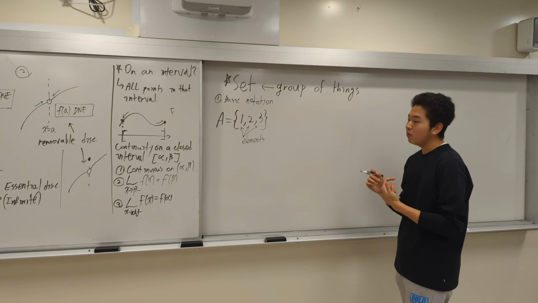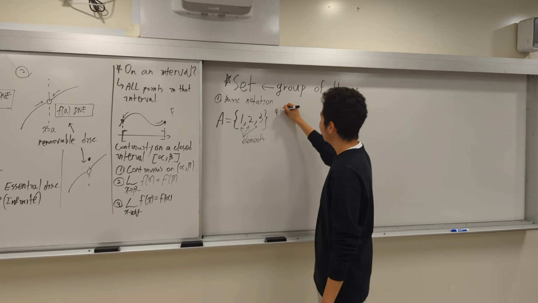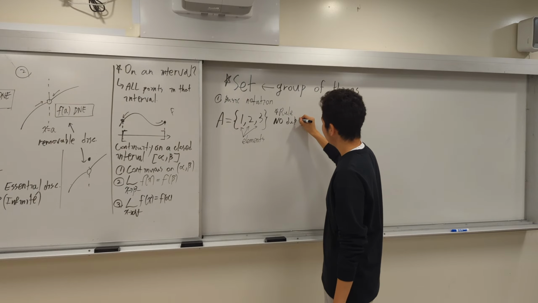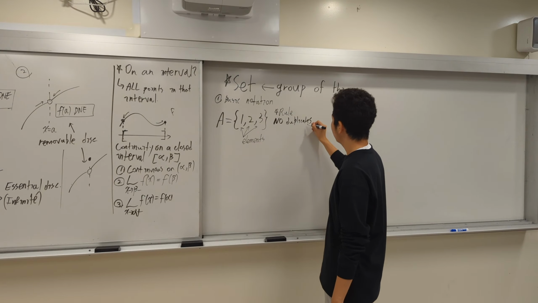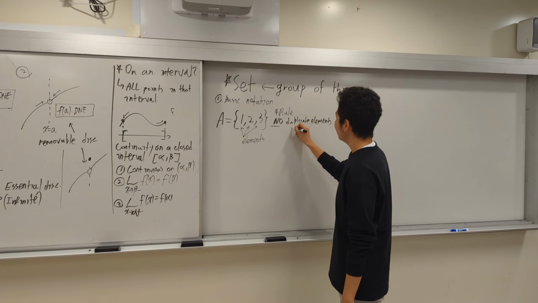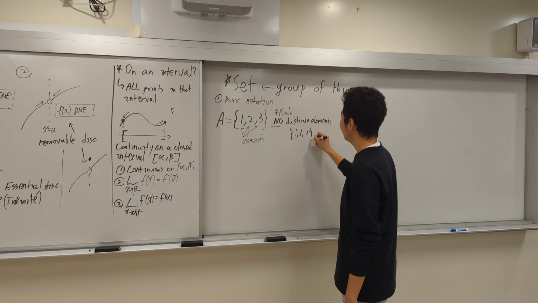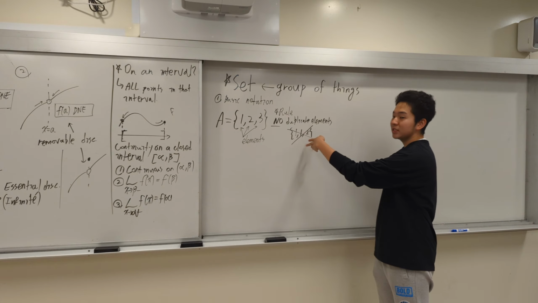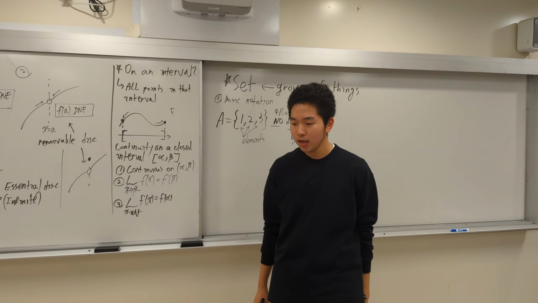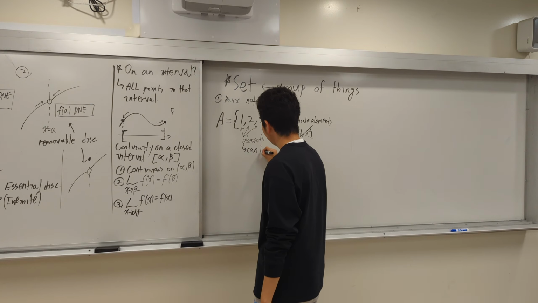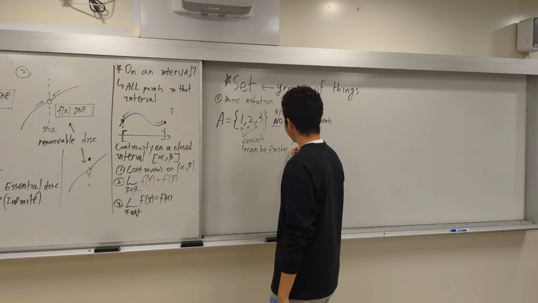And there's a key rule in sets: there are no duplicate elements. So this can't be a set. 1, 1, 2 cannot be a set because it has duplicate elements. If you want this to be a set, you would just write 1, 2. The elements can be finite or infinite.